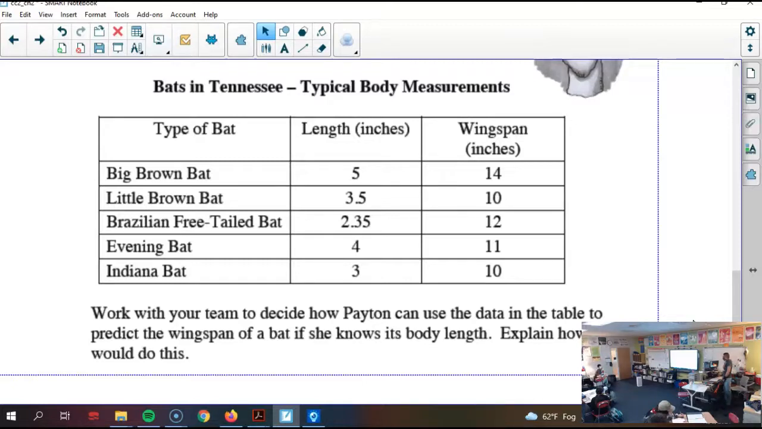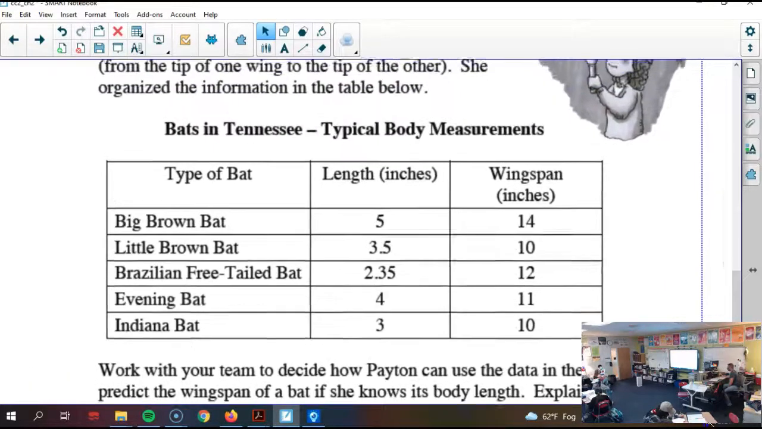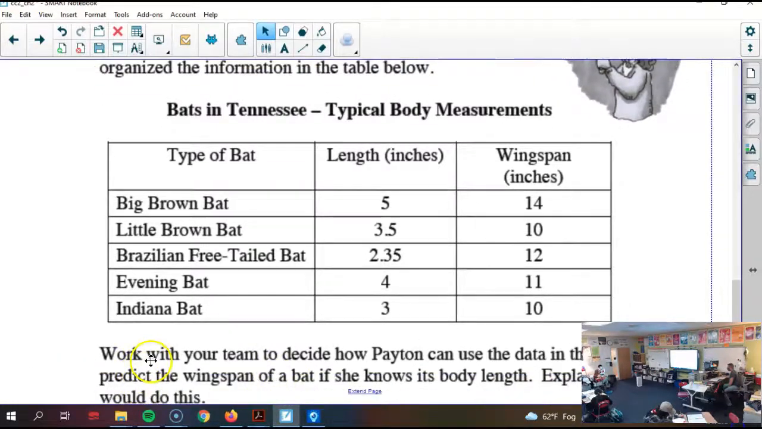So, we've got all this data, right? Here's your objective. Work with your team to decide how Peyton can use this data to predict the wingspan of a bat if she knows its body length. So I want you guys to just chat, compare these things. What relationship can we try to make to anticipate, if a bat is 10 inches long, what would its wingspan be? Or what if it's 8 inches? Or what if it's 6 inches? So chat with your team.